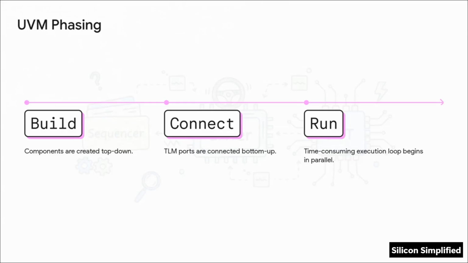Then, and this is crucial, in the non-time-consuming connect phase, the TLM ports between the driver and sequencer are physically linked bottom-up. Only after every single thing is securely connected does the simulation launch the time-consuming run phase, where our three-step loop actually begins executing in parallel.